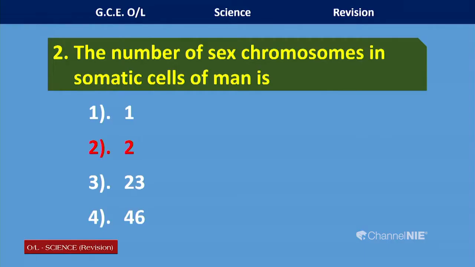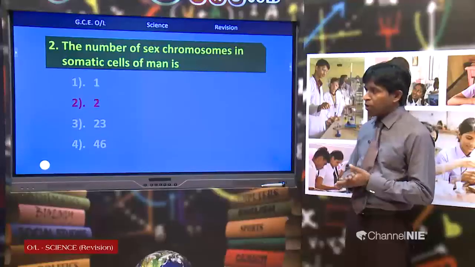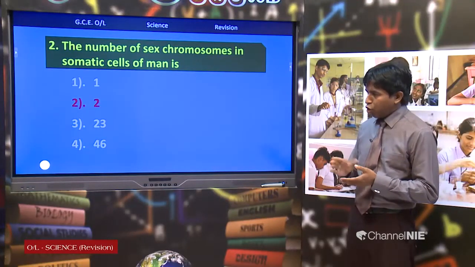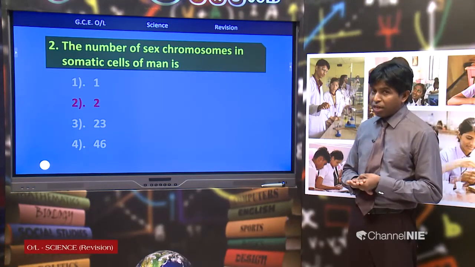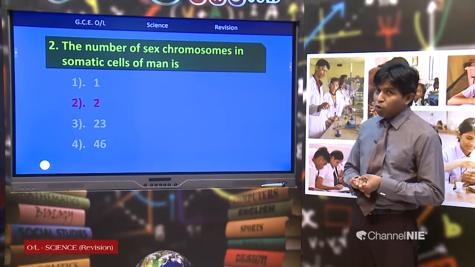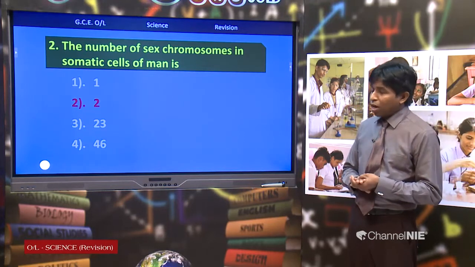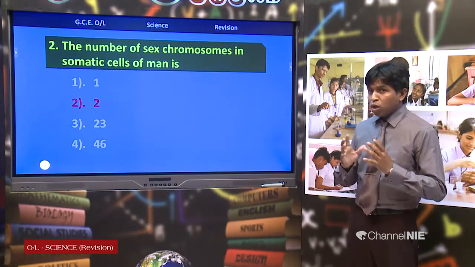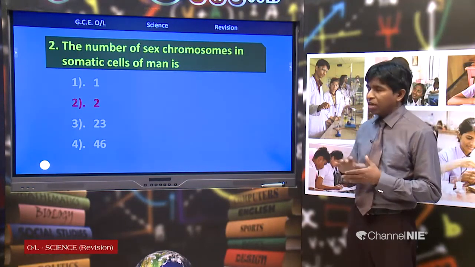So, 23 is the total number of chromosomes in the gamete cells. So, in humans, a male gamete or female gamete contains 23 chromosomes. Out of them 22 are somatic chromosomes and 1 is a sex chromosome. So, the total number of chromosomes in a human cell is 46.